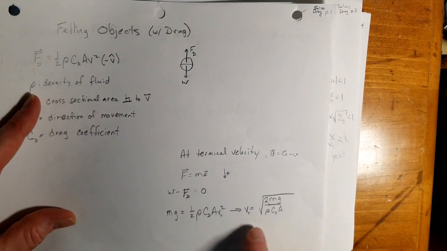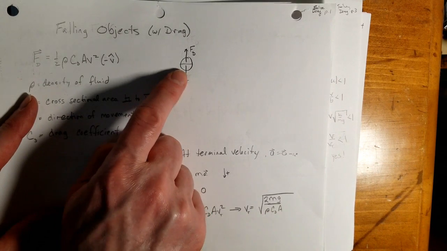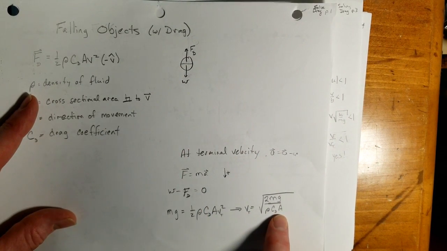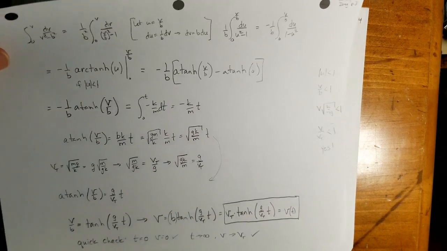Don't forget, we do have an expression for the terminal speed based upon the physical characteristics: the density of the fluid, the drag coefficient based on the material and shape of the object, the cross-sectional area, as well as the mass and acceleration of gravity. So let's plug in numbers.